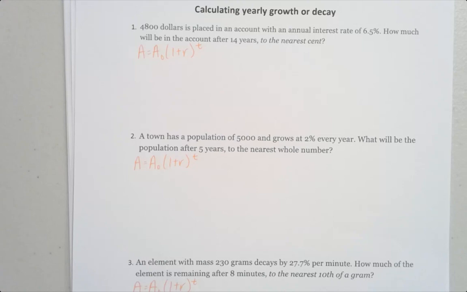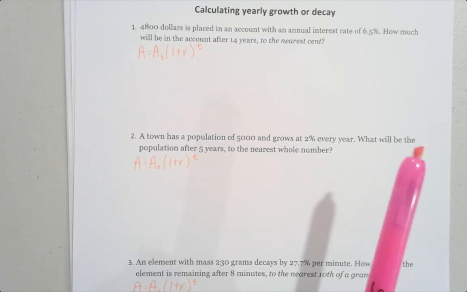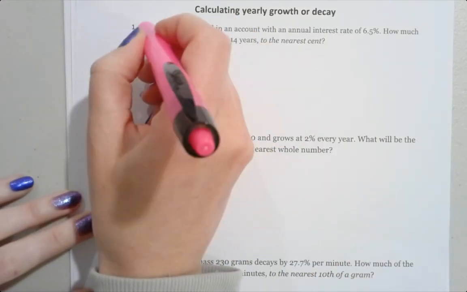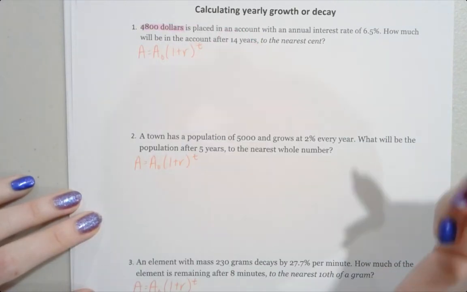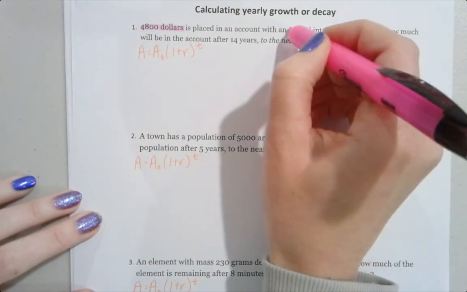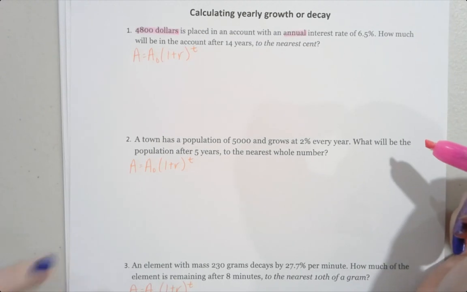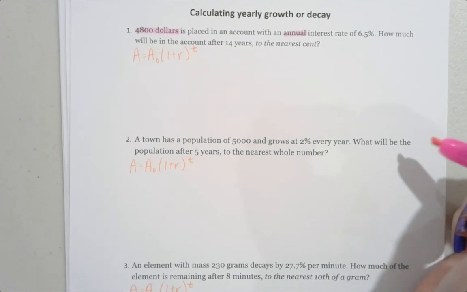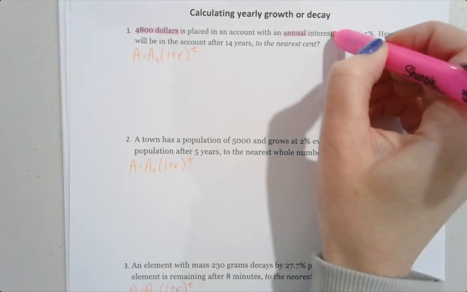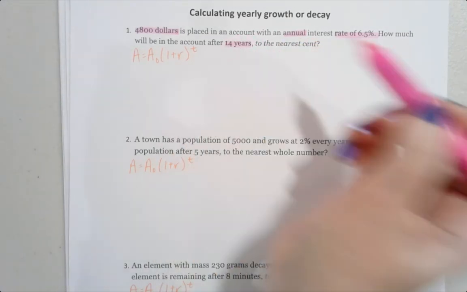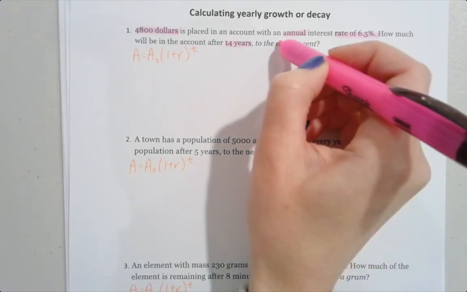All right, $4,800. I'm going to use my highlighter. So if you didn't grab a highlighter, go ahead and click pause real quick. $4,800 is placed into an account with an annual interest rate. So annual is going to be another important word to us so that we know what formula to use. We only know one so far. Annual interest rate of 6.5%. How much will be in the account after 14 years? Round your answer to the nearest cent.